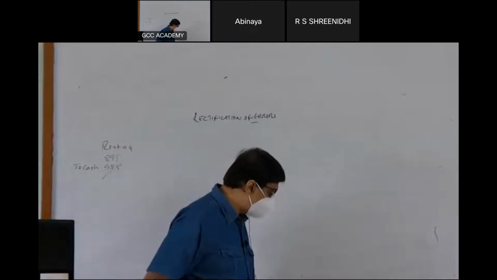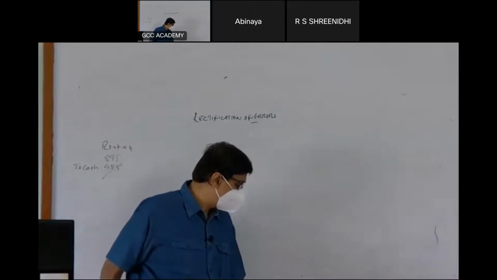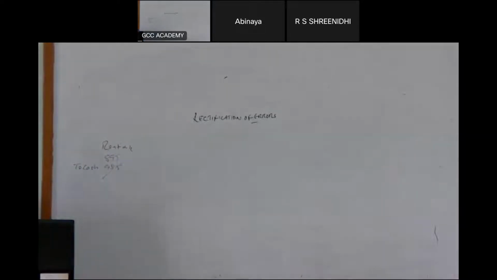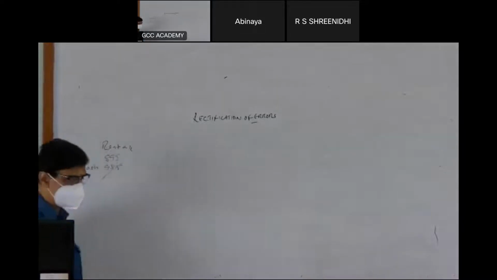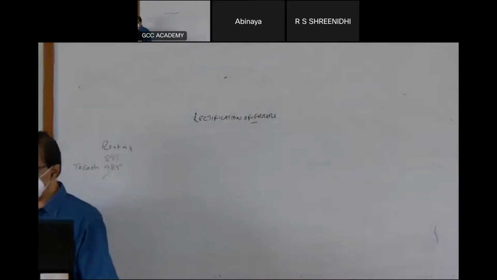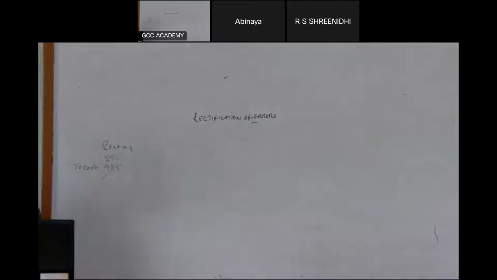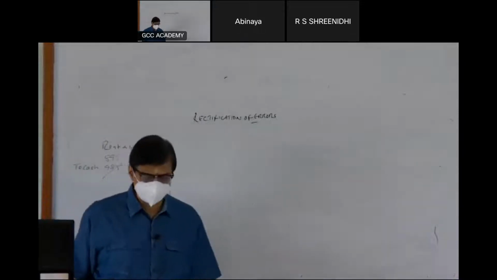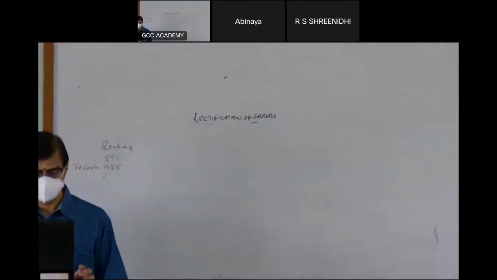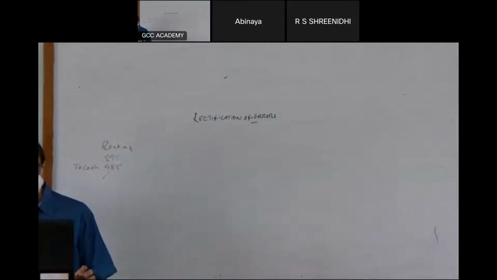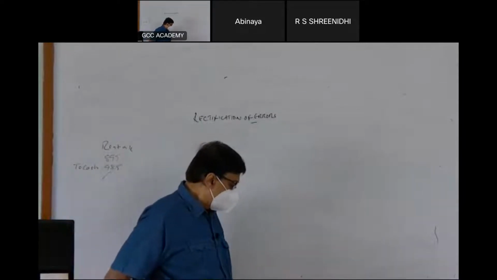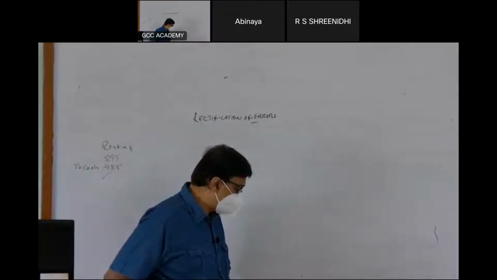Then you have something called compensating errors. Compensating errors are those errors where the effect of one error will be compensated by the other error. Then errors in posting.